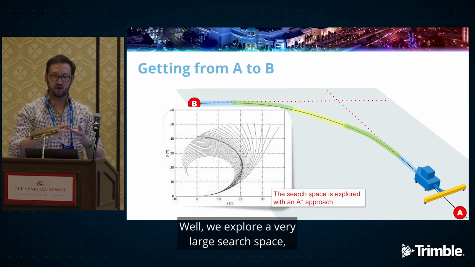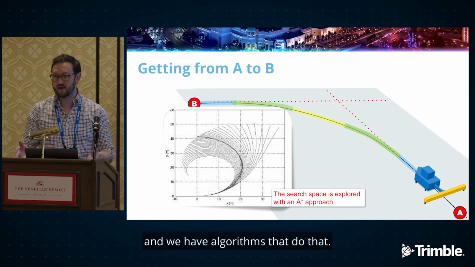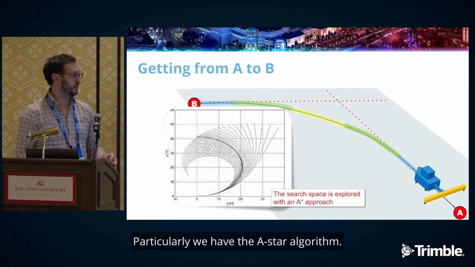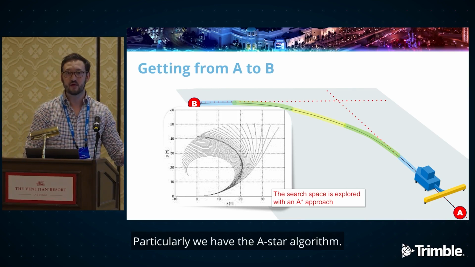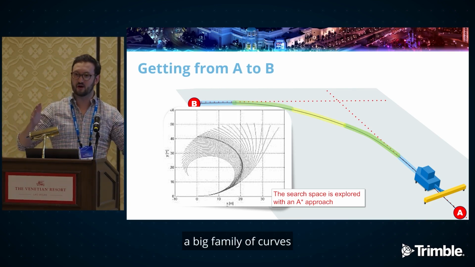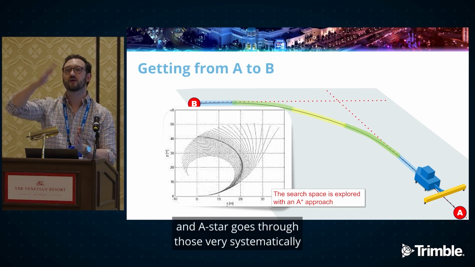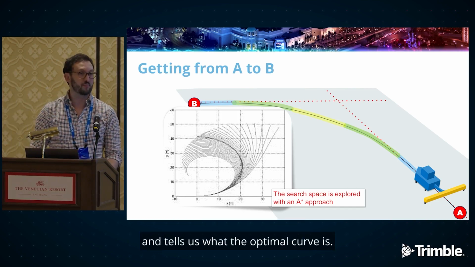Well, we explore a very large search space, and we have algorithms that do that. Particularly, we have the A-star algorithm. So you can see here a big family of curves, and A-star goes through those very systematically and tells us what the optimal curve is.